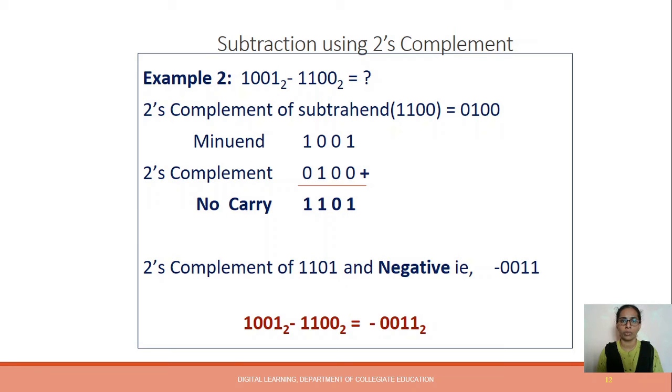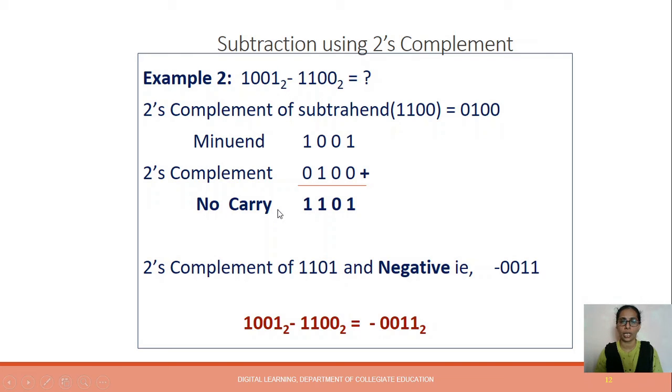1001 minus 1100. Find out the 2's complement of the subtrahend 1100 by adding 1 to the 1's complement of that. Now add this 2's complement to the minuend. So you will get 1 plus 0, 1, 0 plus 0, 0, 0 plus 1, 1, 1 plus 0, 1. And here there is no carry.